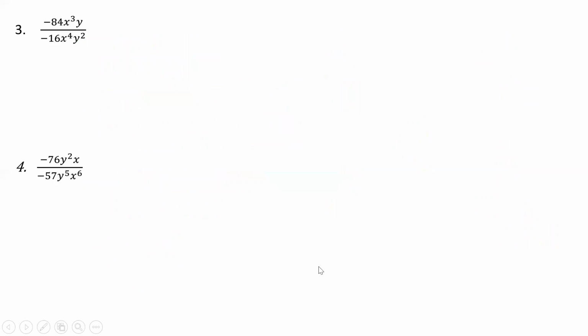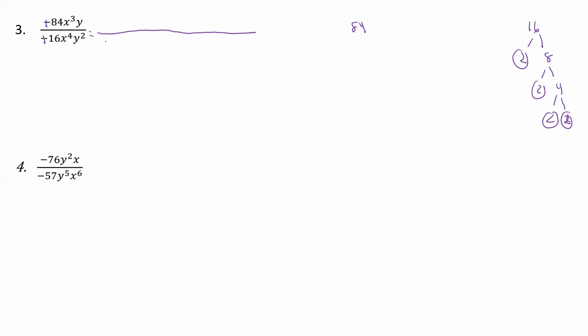All right, what about these? All right, well, guess what? Here we have a negative divided by a negative. So what do I know about that? Those become positive. So I don't have any negatives left. And so now I have to just find the factors of 84 and 16. Well, 16 is easy. That's 2 times 8, which is 2 times 4, which is 2 times 2. Okay. So that one was quick. So that equals 2 times 2 times 2 times 2 times x, and then times y's.